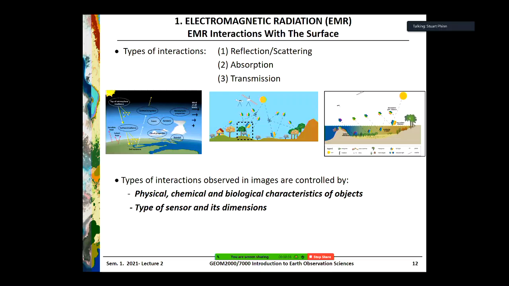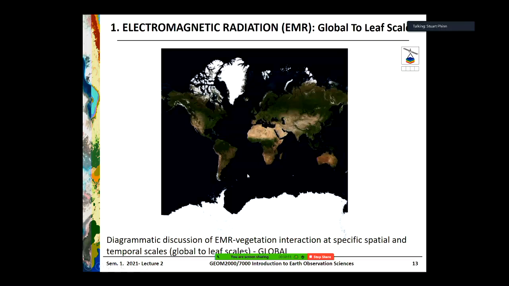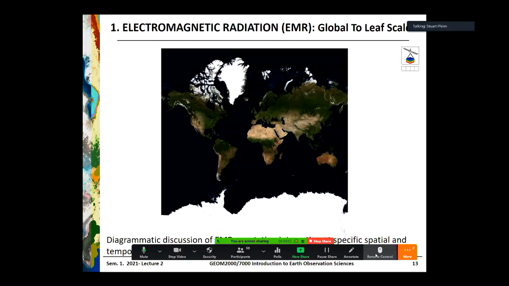So when you look at an image, what you actually see is a result of these two features. It's essentially what's in the environment, but it's also the type of sensor that you're working with. So when you're interpreting and analysing images, that's why you've got to look at both of those things together. So let's go from global scales down to actually molecular scales.